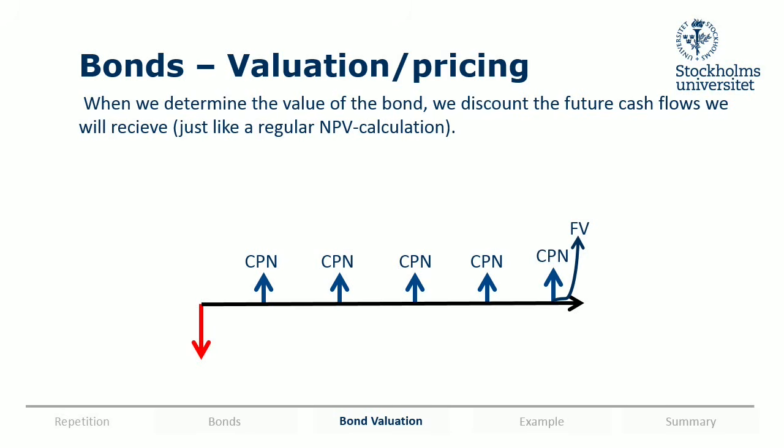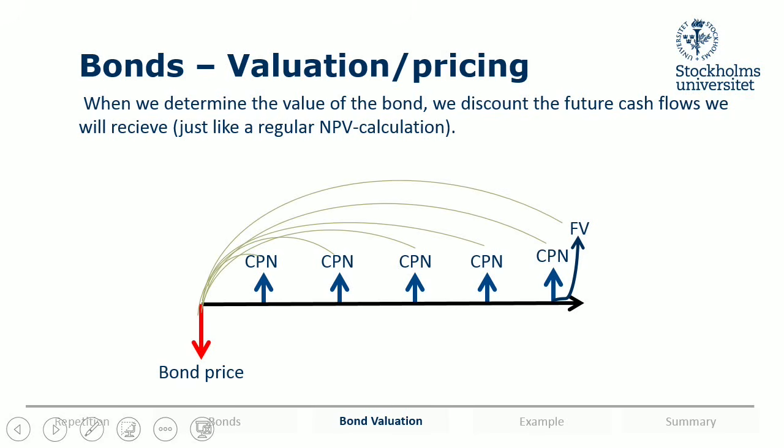So when we determine the value of the bond, we discount the future cash flows we will receive, just as we have done with the NPV calculations. So we move this back to today.